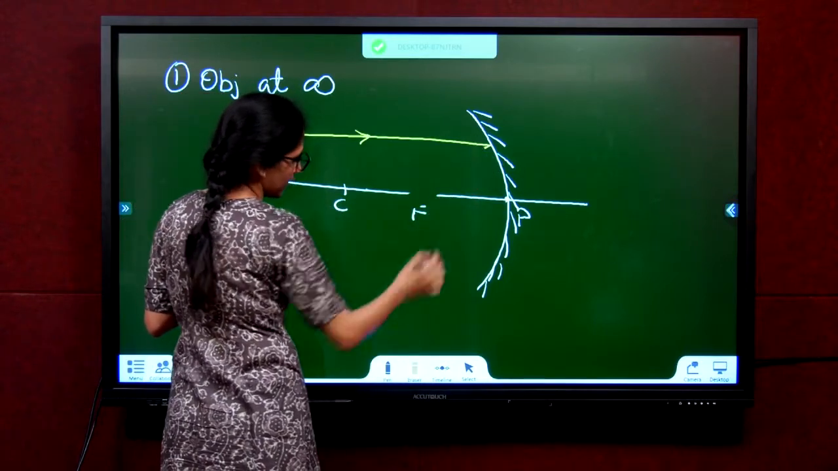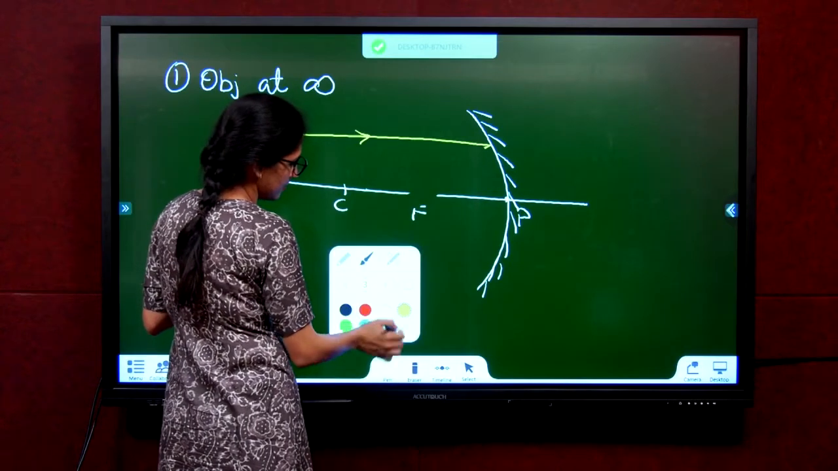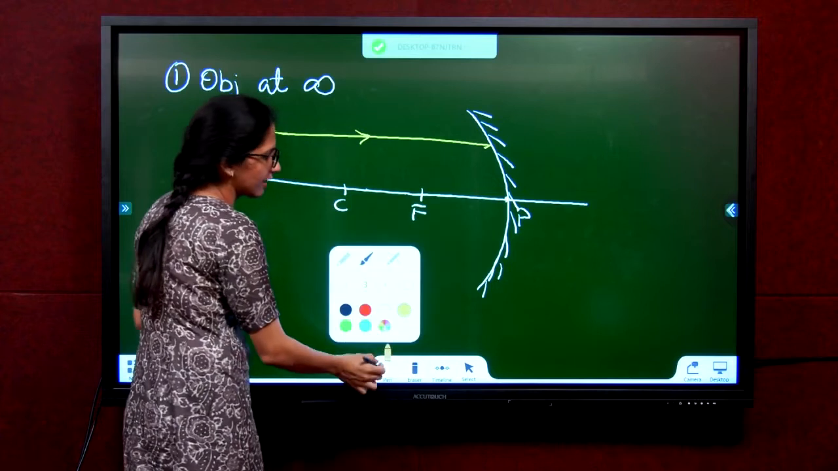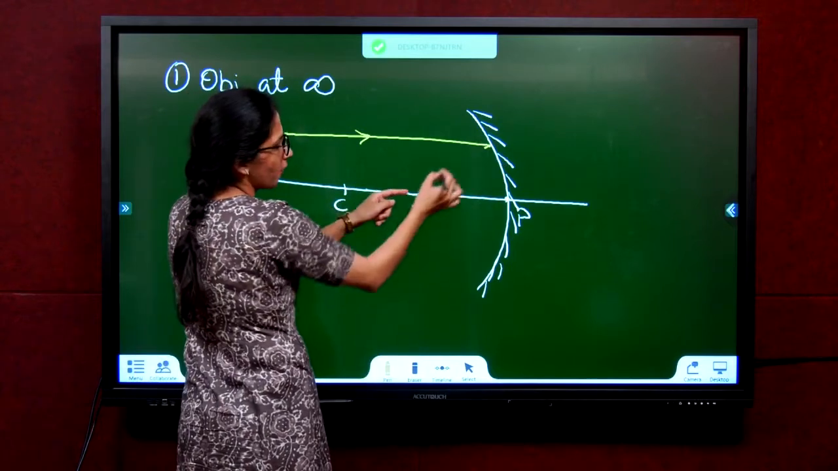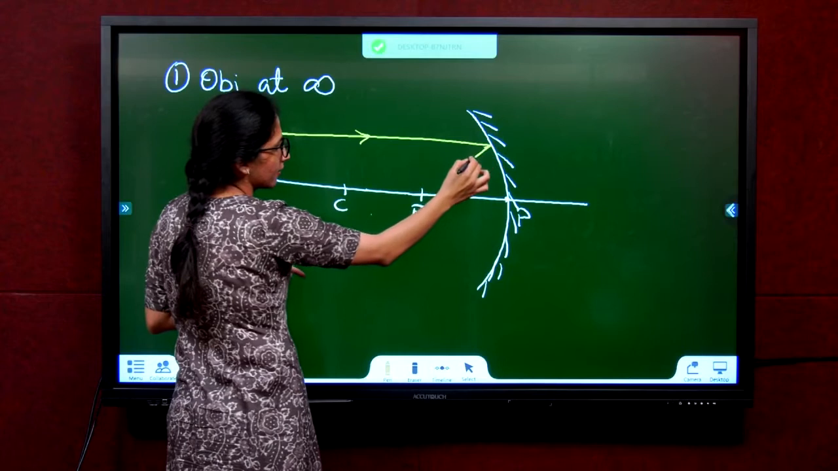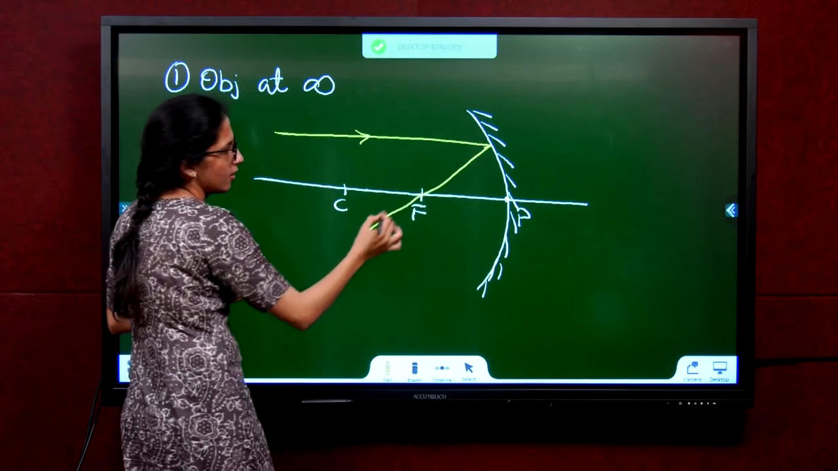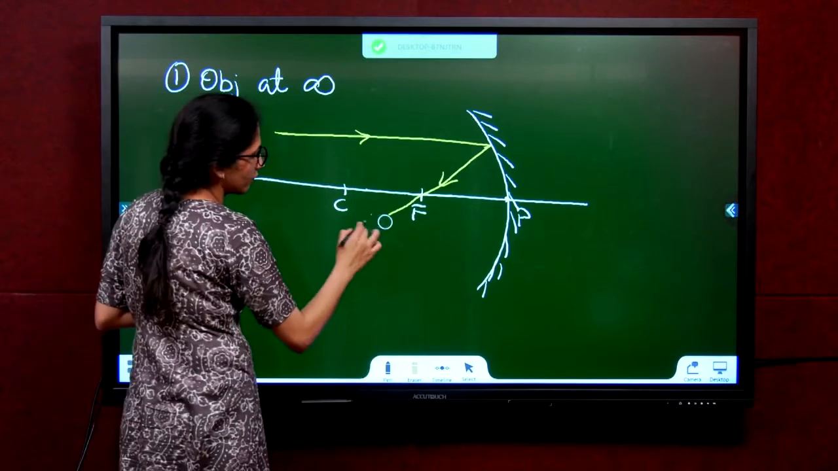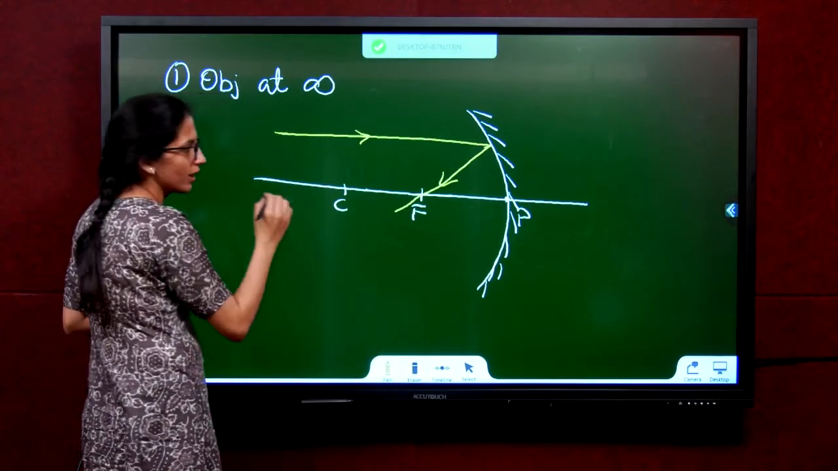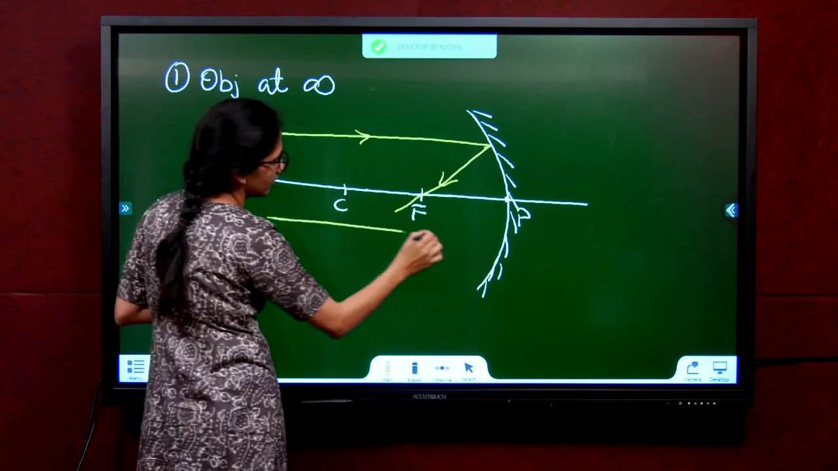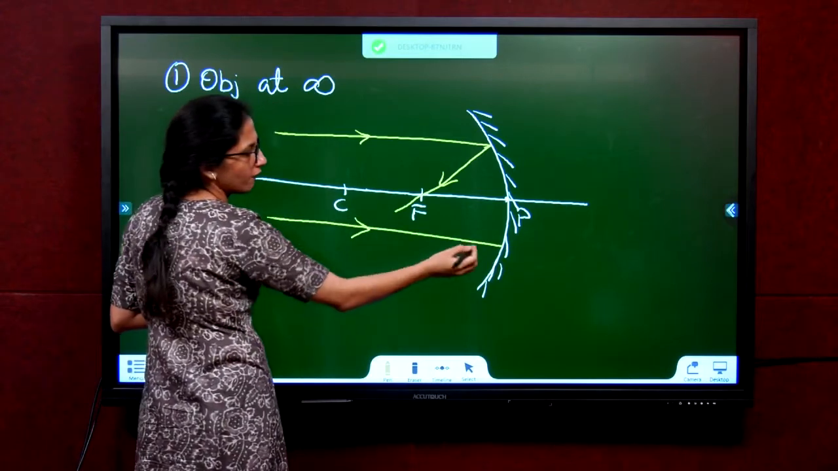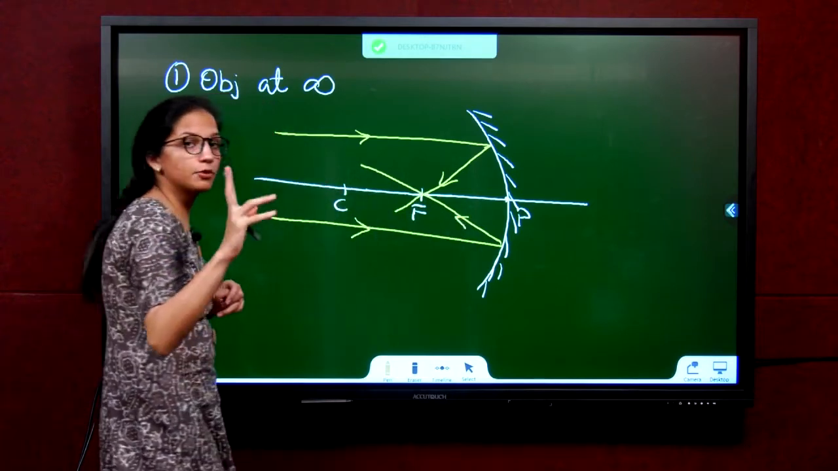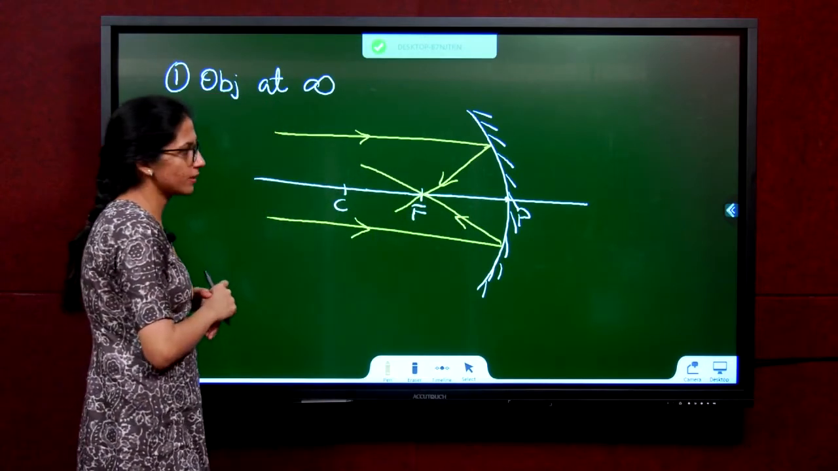Please use your scale. I don't have a scale here. So how will you do this? Take your scale, everybody. This point and this point, join it with the scale. Okay? So the ray comes in this. Now, if I have one more ray over here, one more ray has to be parallel. After reflection, where will it pass? Through the focus. You need minimum 2 rays for the image to form. So we have formed the image.